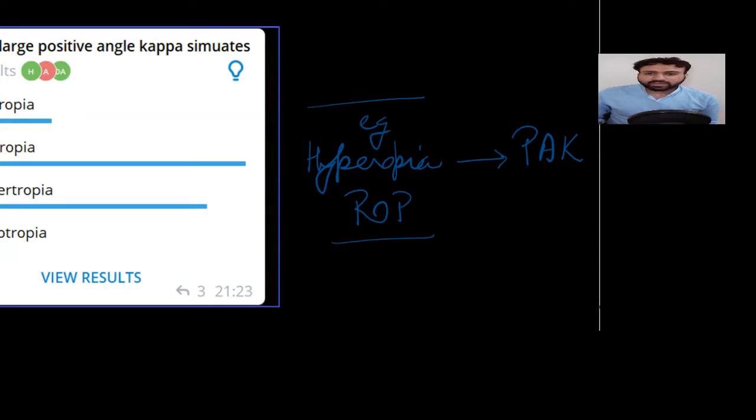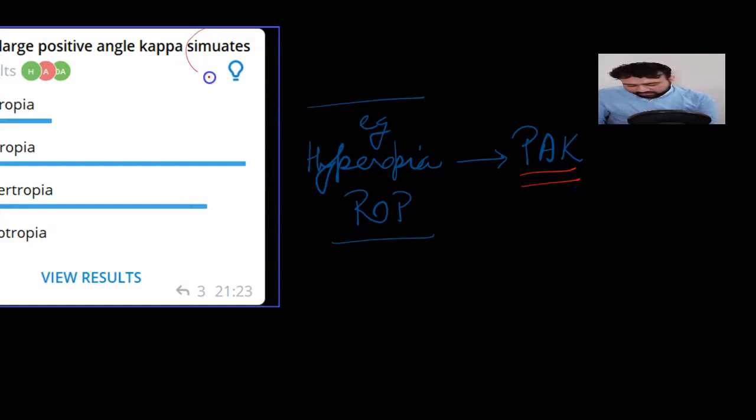So guys, coming back to the question that was asked in the quiz: a large positive angle kappa simulates what? Hyperopia and ROP will cause temporalization of the fovea, and more nasalization of the corneal reflex. So a positive angle kappa will be seen, and because that's leading to nasalization of the corneal reflex, they will simulate an exotropia, right?